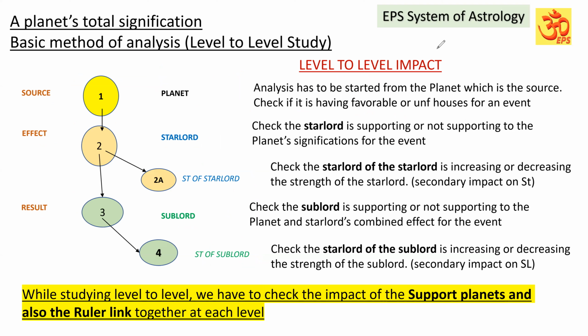According to the event, the houses, and each planet's favorable and unfavorable houses will differ. Their impact at the star level will differ. Their result will differ because the houses for each event also will differ. But the method of analysis is going to be the same. I hope you would have understood the basic method of analysis.